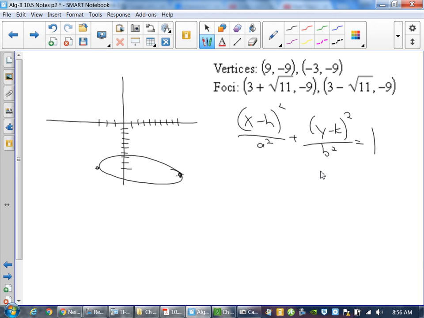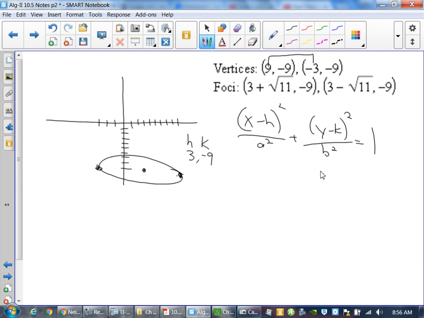So as I go through that, we know our vertices are here and here. Well, what happens in between? Right in the middle is going to be your center. So what is 9 plus negative 3? What's half of that? 3. So our center is going to be at our (h, k) at 3 and negative 9.